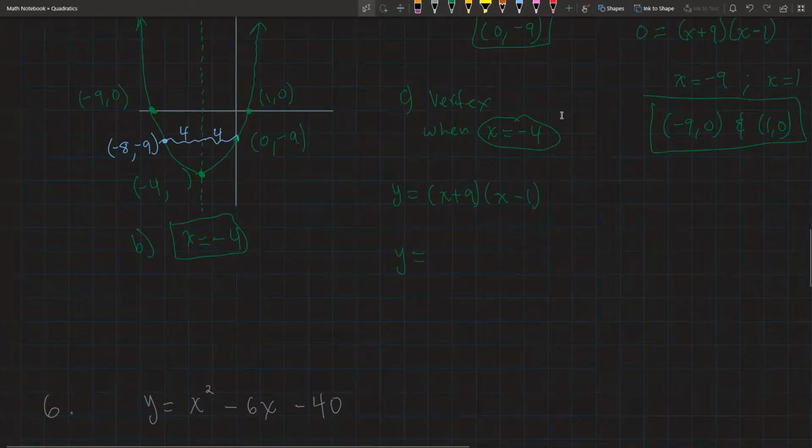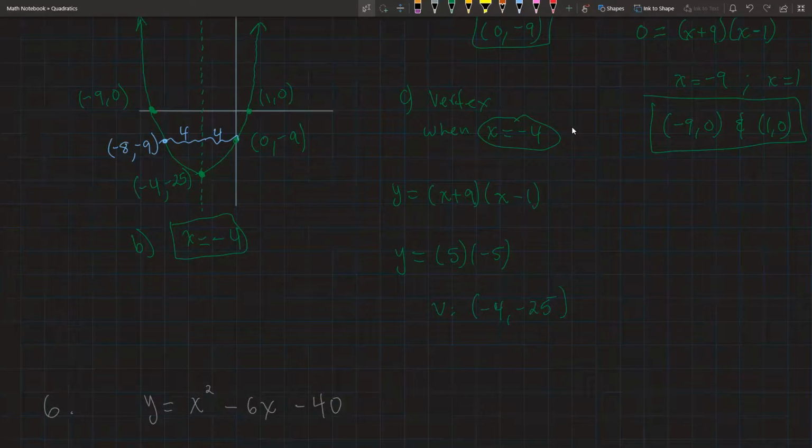I'm just going to do it in my head and write the values down, however. When x is -4, what is -4 plus 9? That is 5. And when x is -4, what is -4 minus 1? It is -5. So what that tells us is that the value of y is -25. So I'll write it as vertex is (-4, -25). All right, that's a 4, not a 9. And this is a 5. Not my best 5, but you get the idea.